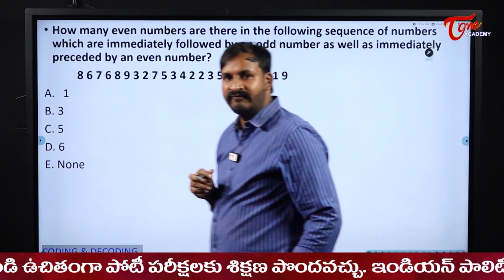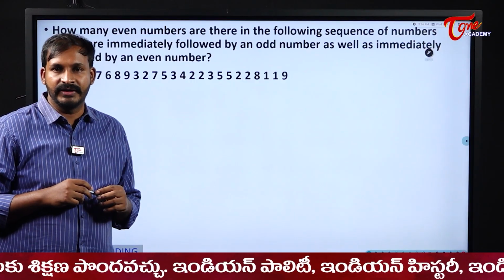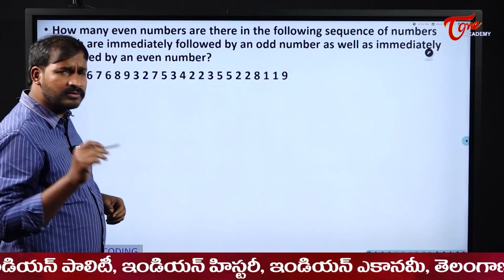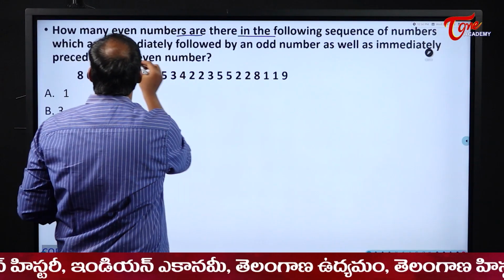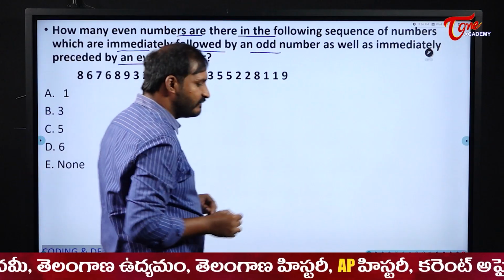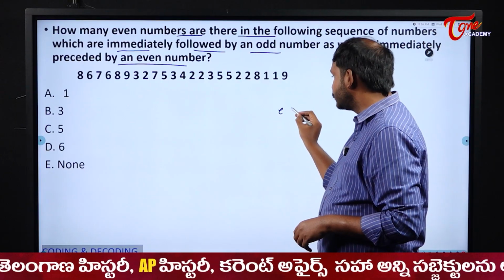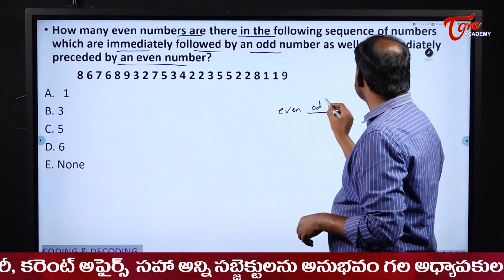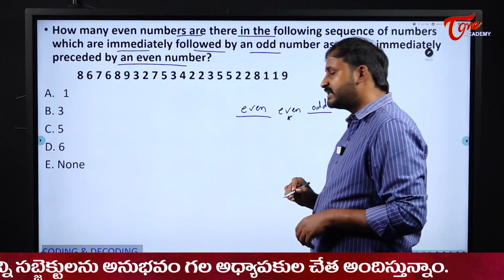Now, this is the alphanumeric series which I told you about in the beginning of the video. So that is just counting the numbers. Now, how many even numbers are there in the following sequence of numbers which are immediately followed by an odd number as well as immediately preceded by an even number? That means what should be my series? I should find the even numbers such that which are immediately followed by odd numbers, and immediately preceded by even numbers.